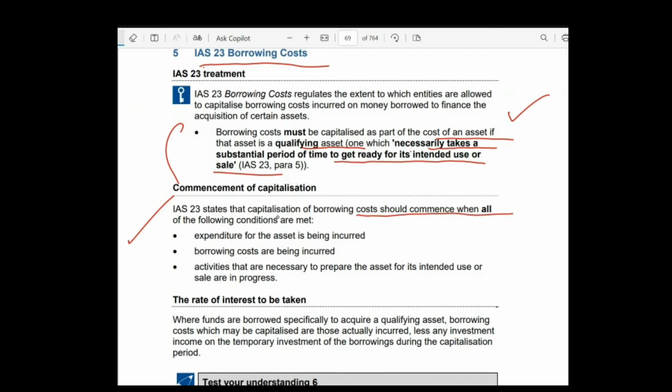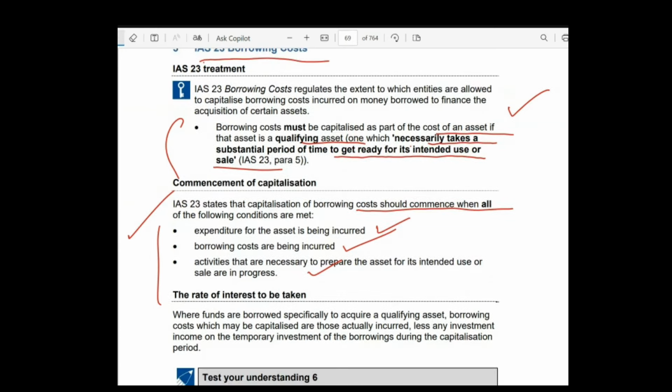So the total is 12 million. 10 million is at 6%. So 10 million by 6% plus 2 million at 8%, divided by 12 million. The weighted average is coming to 6.33. This is a simple method which you need to apply to calculate the weighted average, and there is a detailed part for your understanding.